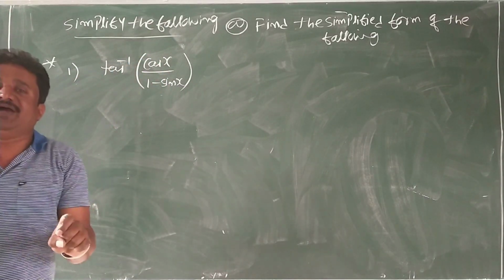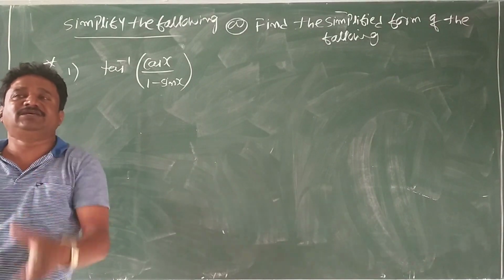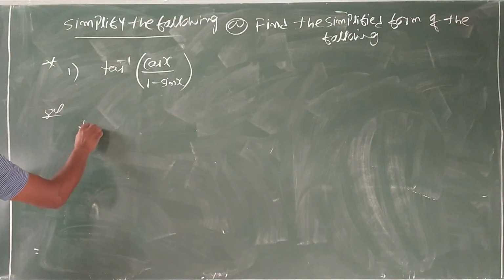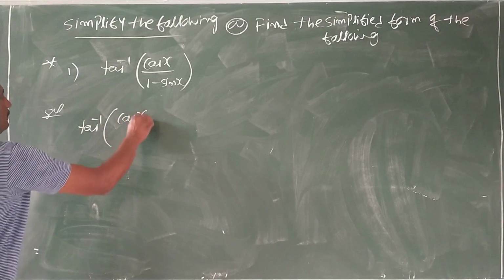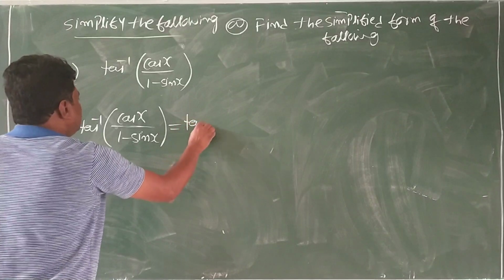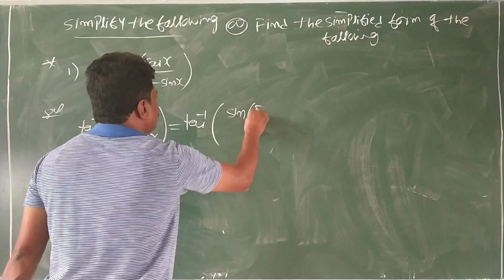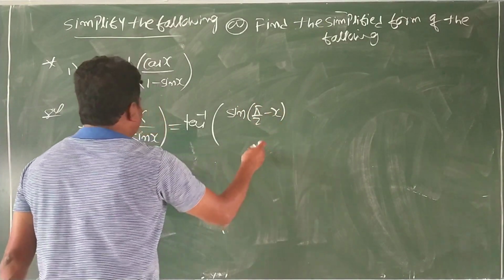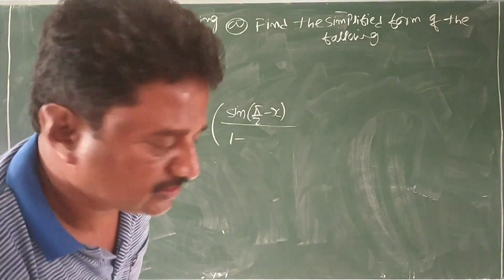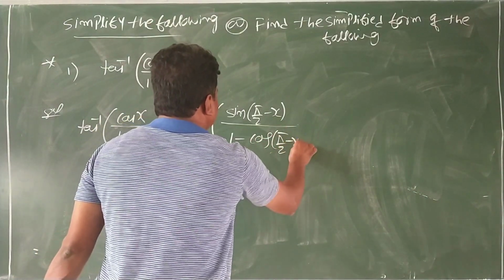Whenever a change is required, you use 90. Go for using 90 minus. You do that first. So write the solution: tan inverse cos x by 1 minus sin x is equal to tan inverse, change cos into sin, pi by 2 minus x, by 1 minus, change sin into cos, pi by 2 minus x.